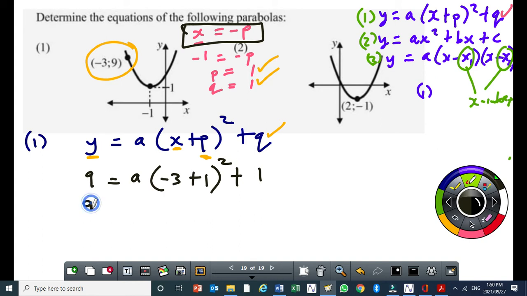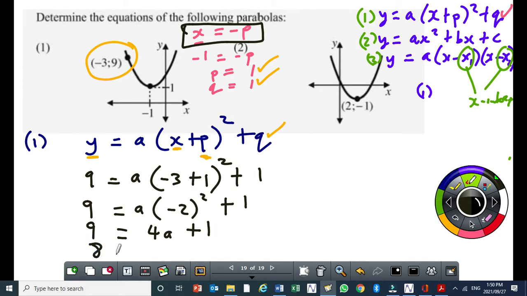So this will be 9 equals a times (minus 3 plus 1) squared. That will give us minus 2, right? And then you get 9 equals 4a plus 1, because minus 2 squared gives a positive 4, and 4 times a gives 4a. Now we have a grade 8 equation. You take the 1 to the left, you get 8 equals 4a.